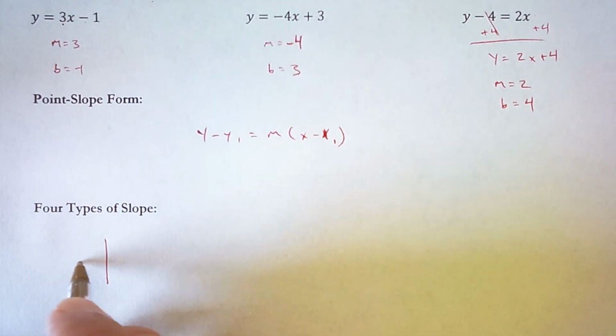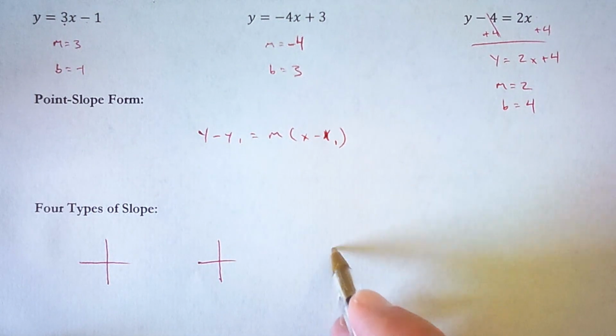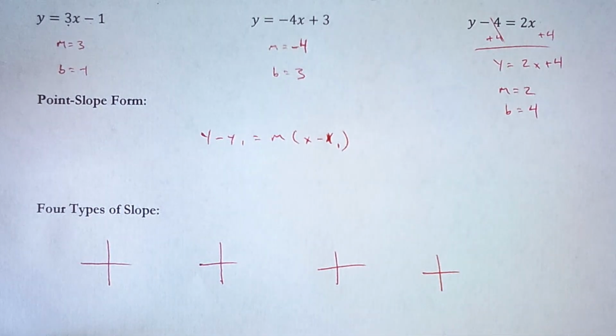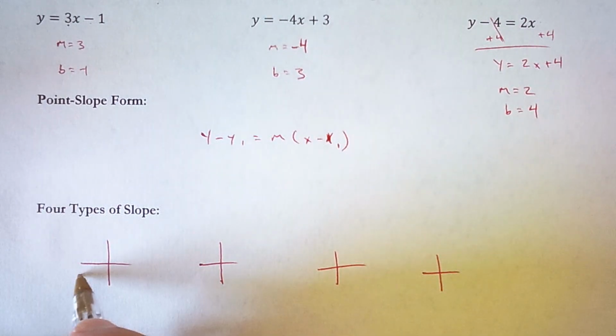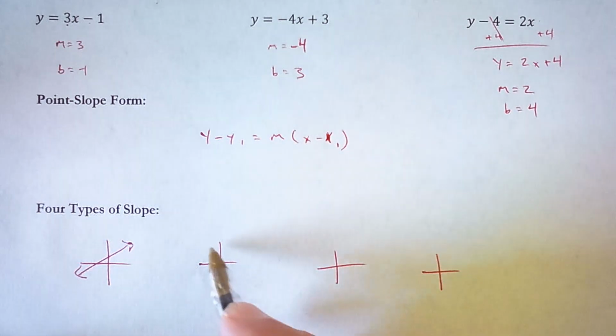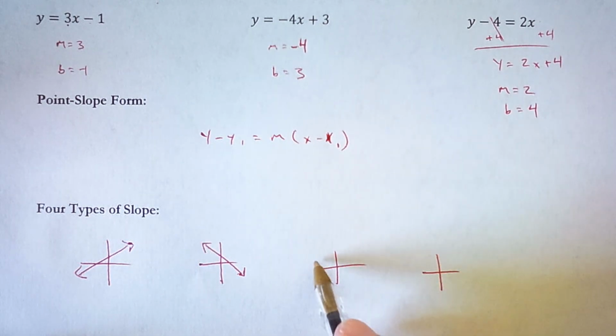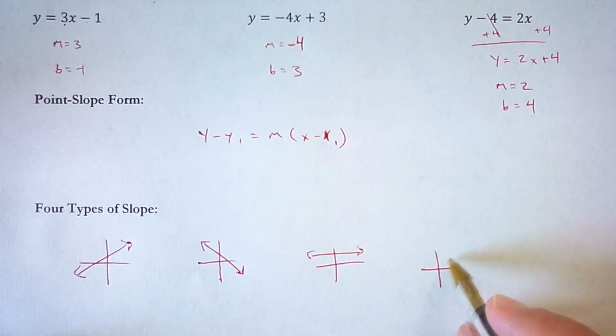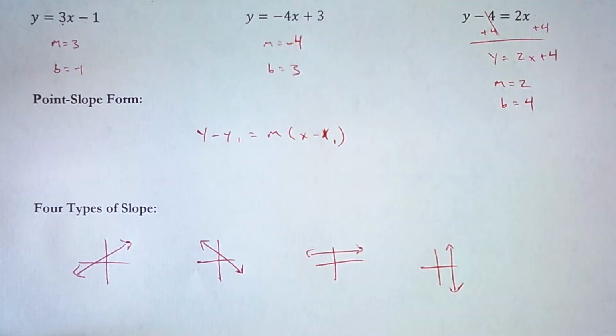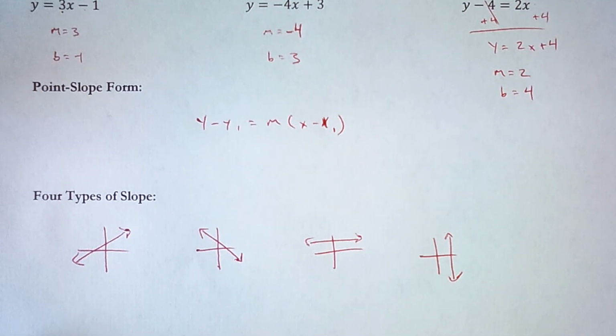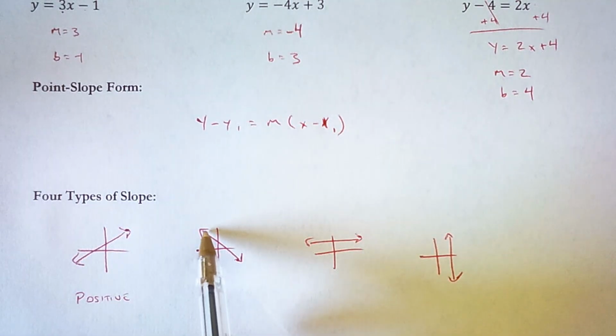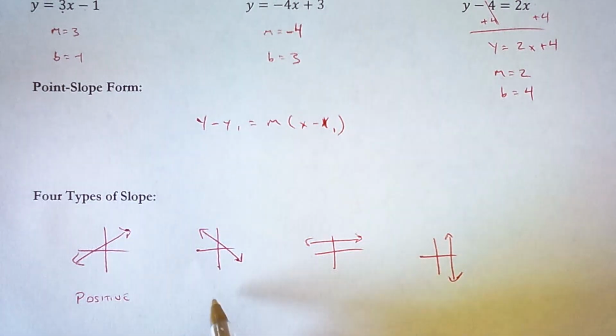So I'm going to draw 4 sets of xy axes, and I'm going to draw a line on each one. So each of these has a different type of slope. This first line is rising from left to right, so it has a positive slope. This next one is falling from left to right, so it has a negative slope.